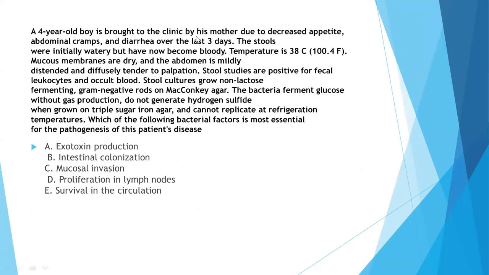Here we have one question with us. Which of the following bacterial factors is most essential for the pathogenesis of this patient's disease? A 4-year-old boy is brought to the clinic by his mother due to decreased appetite, abdominal cramps, and diarrhea over the last 3 days. The stools were initially watery but have now become bloody. Temperature is 100.4, mucous membranes are dry, and the abdomen is mildly distended and diffusely tender to palpation. Stool studies are positive for fecal leukocytes and occult blood.